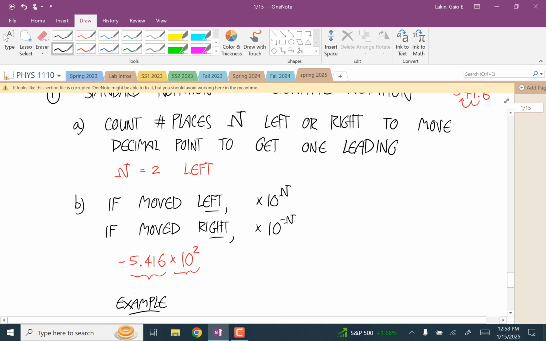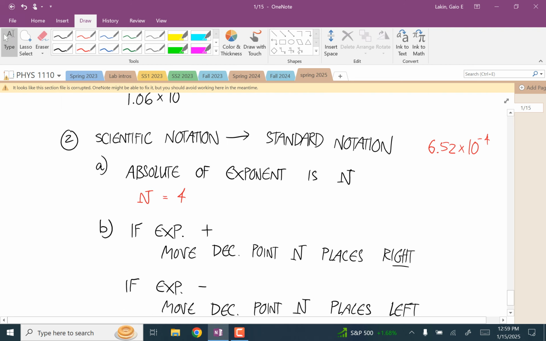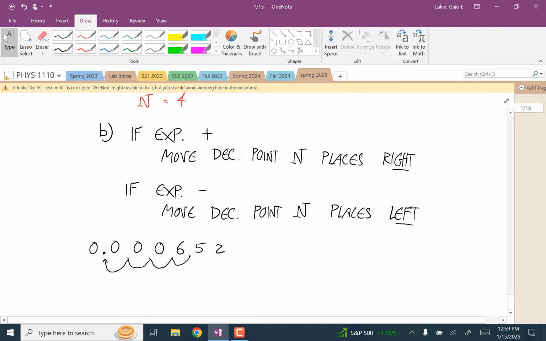5.416 times 10 to the second has 4 significant figures. Okay, but I don't care about that in this class. Any other questions?